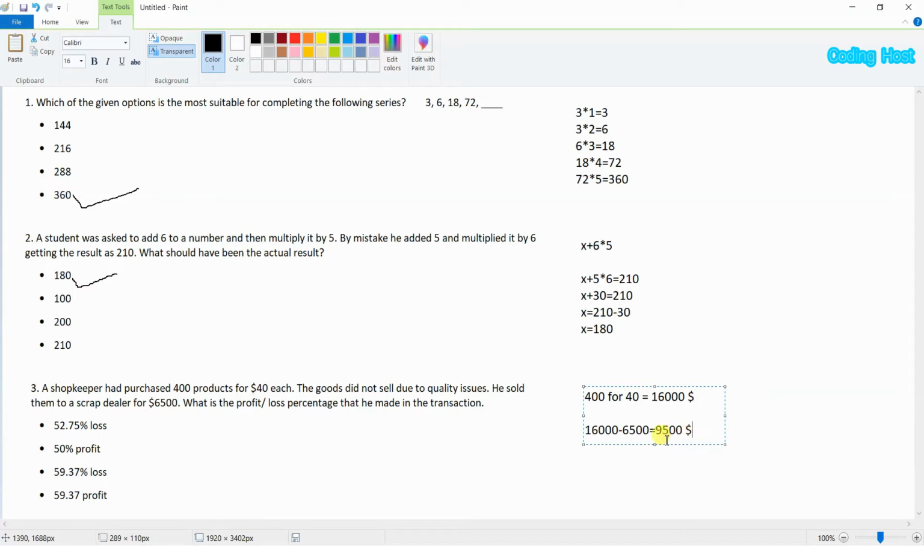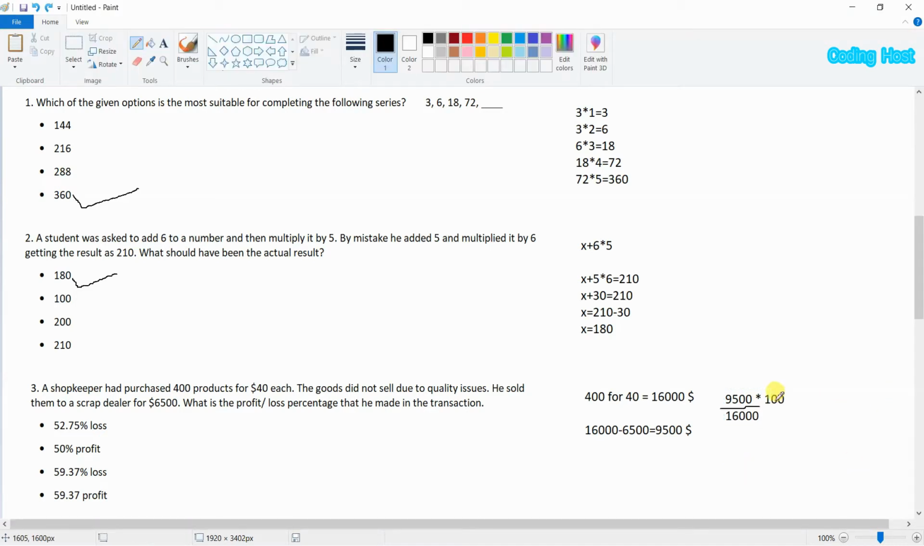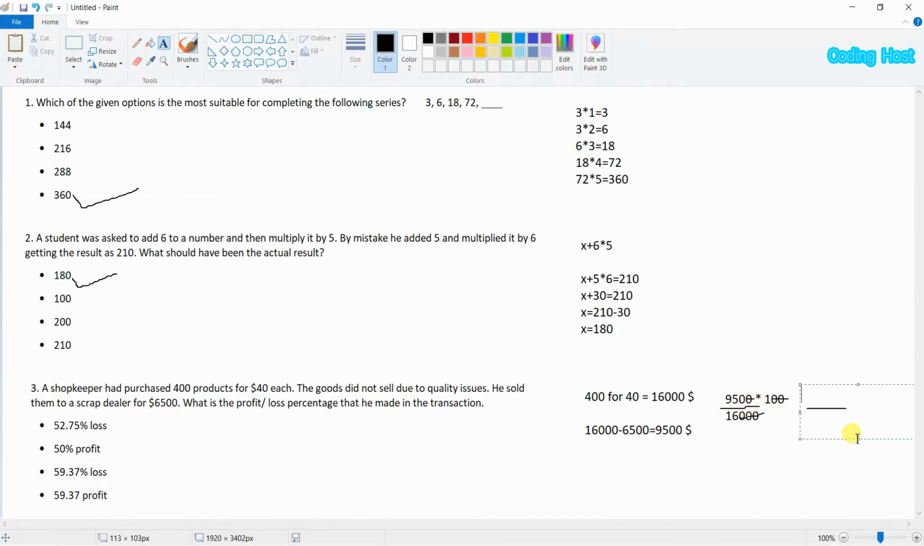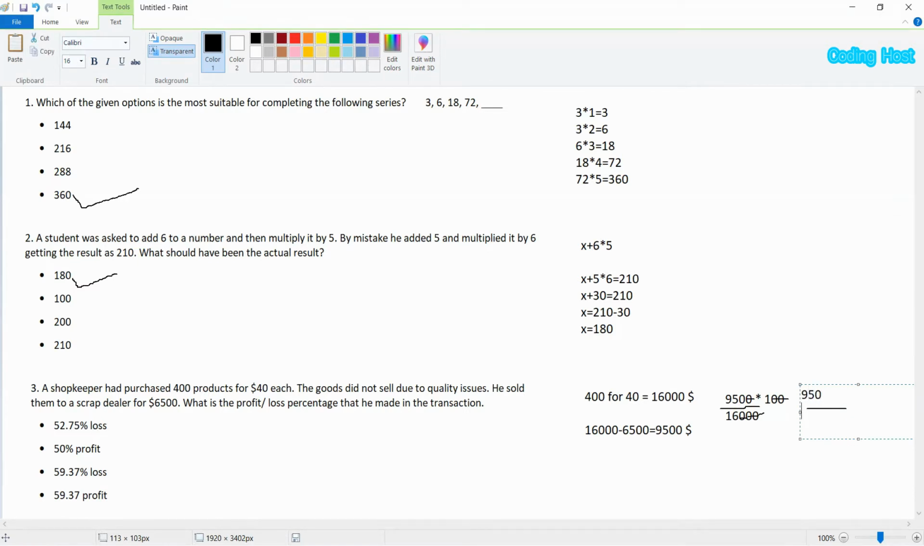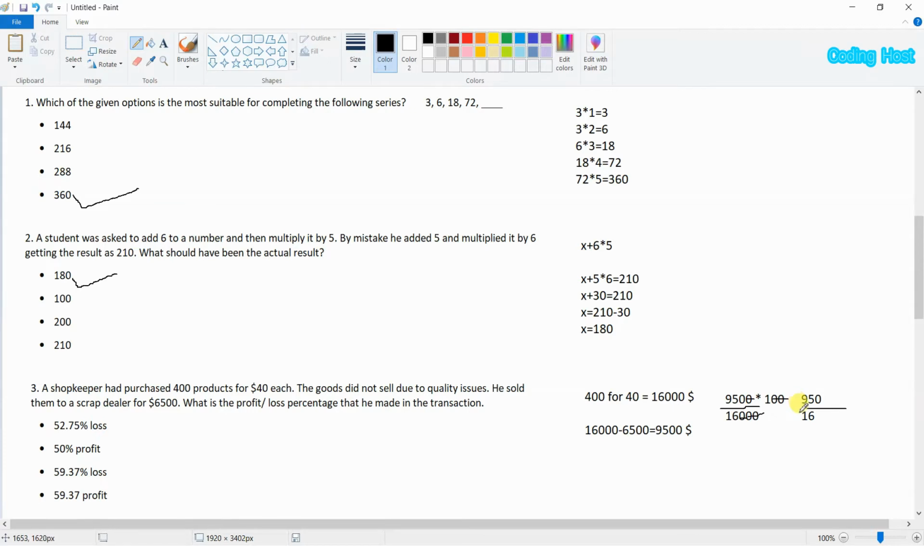Now we have to calculate the loss percentage. So 9,500 upon 16,000 into 100. These two zeros will cancel with these two zeros, and this one zero will cancel with this one zero. Now we have to divide 950 by 16. So now we simplify this fraction. 2 into 8 is 16, 2 into 4 is 8, 2 into 7, 2 into 5 is 10. Now we have to divide 475 by 8.